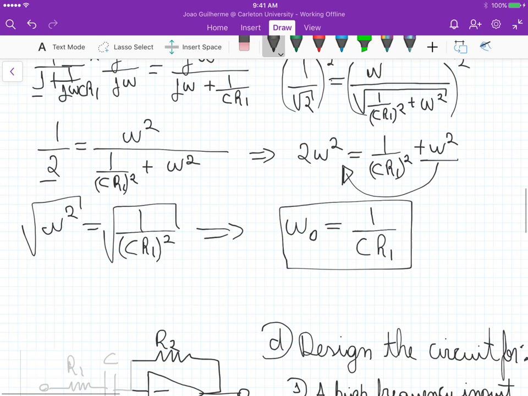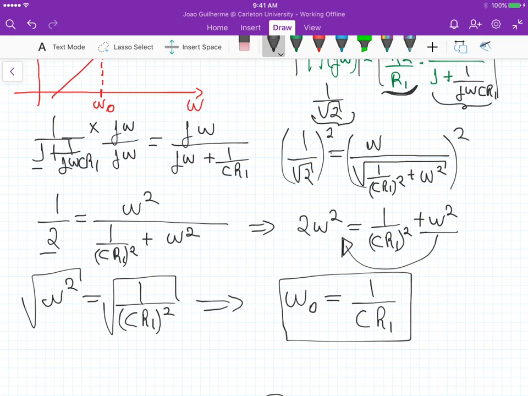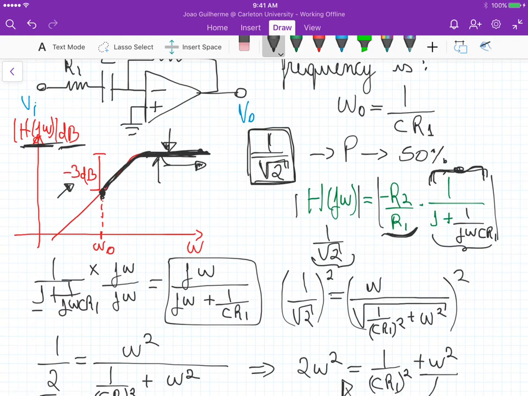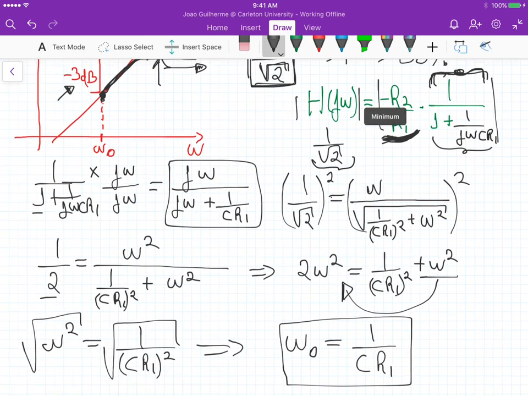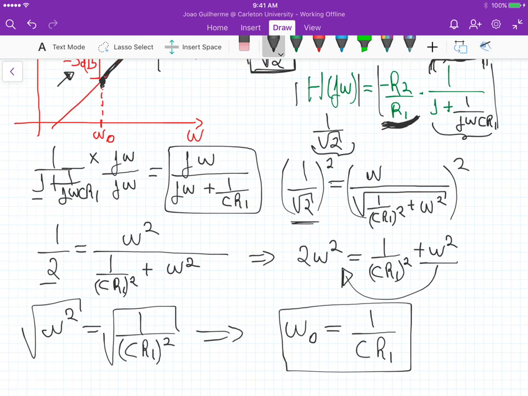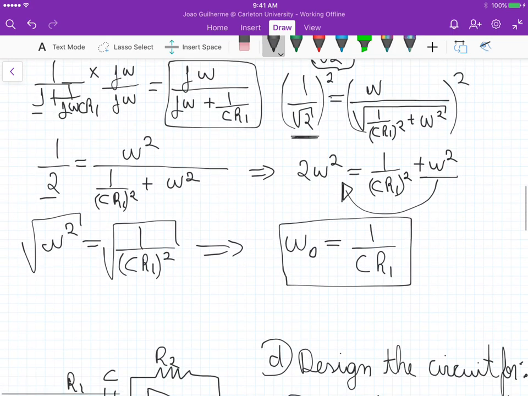Okay, so if we take the magnitude of this part here, which is just the factor that multiplies our constant high frequency gain, and equate that to 1 over square root of 2, the 3 dB, once we isolate the frequency here, we obtain this characteristic.